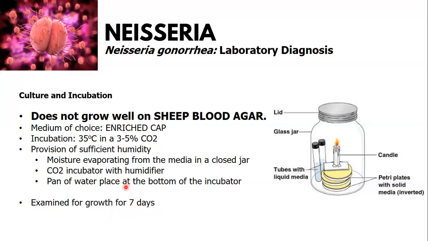Meaning to say that if you were not able to observe growth in 24 to 48 hours, you should re-incubate it until 7 days before reporting the culture as negative. Because take note, there are auxotypes of Neisseria that are slow growers, such as the AHU strain, that require more days of incubation before they are able to produce colonies.